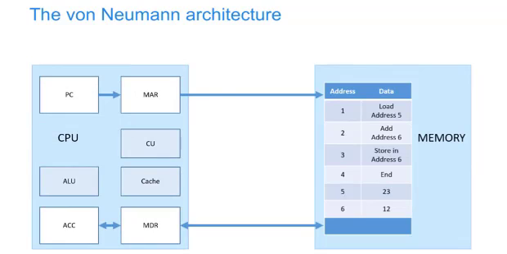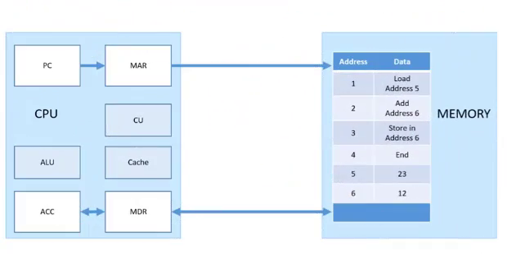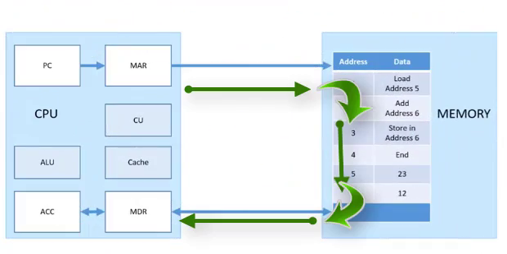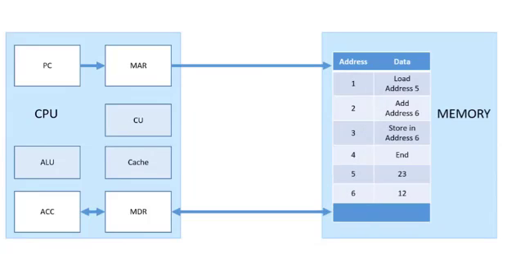It has a memory address register, which holds the address of where data is to be fetched or stored. It has a memory data register, which holds the data fetched from or to be written to the memory. It has an accumulator, which holds the results of calculations. The von Neumann architecture fetches instructions from the memory, decodes, then executes them.